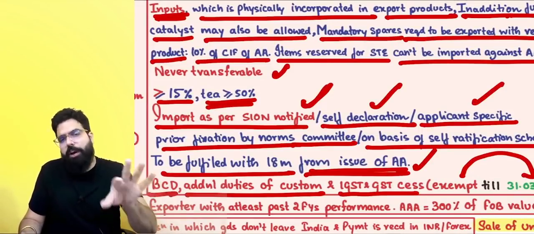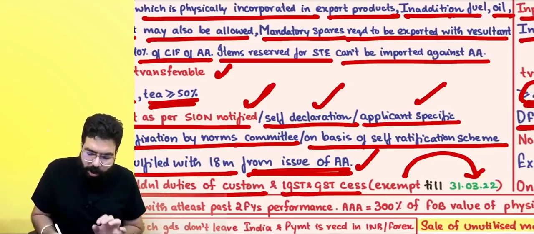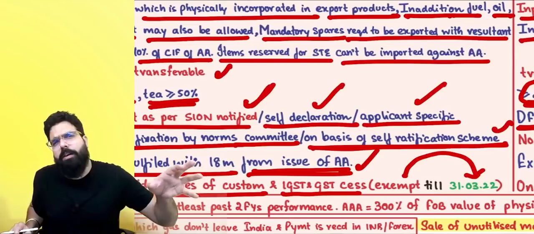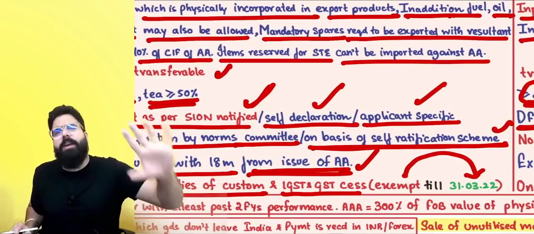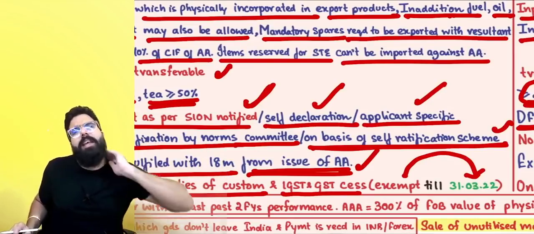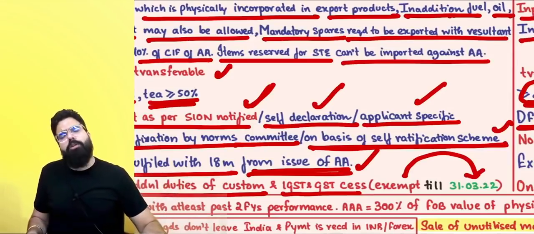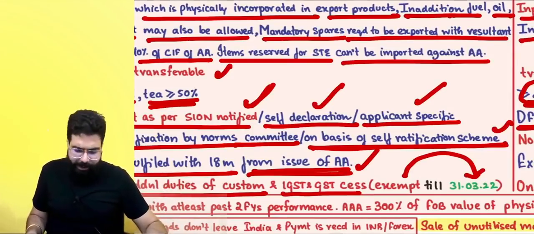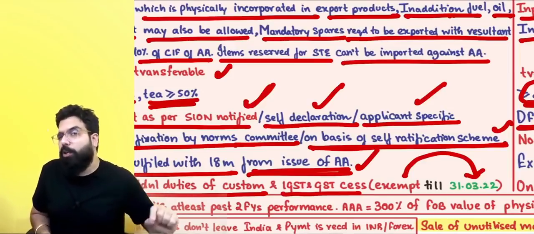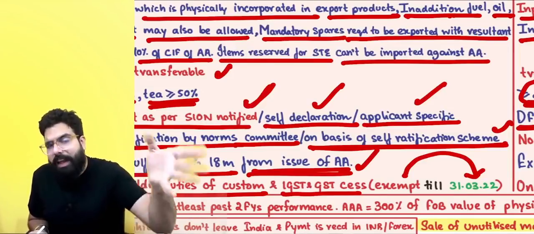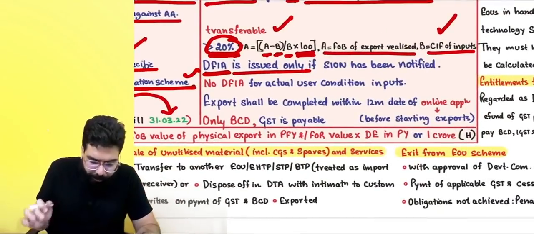They'll fix the SION and then give you, or SION will be on the self-ratification scheme. Basically, all these status holders can go ahead and take the self-ratification scheme. On the basis of the self-ratification scheme, you can also go ahead and import in case of advance authorization. Sorry, advance authorization can be given on the basis of the self-ratification scheme also. Okay, sir, point is clear.